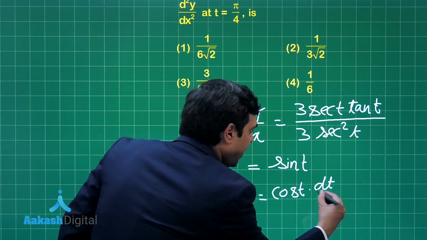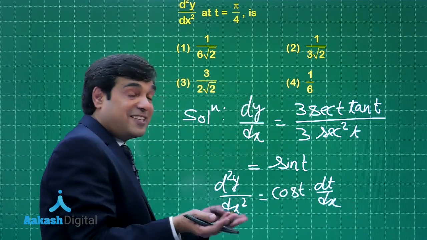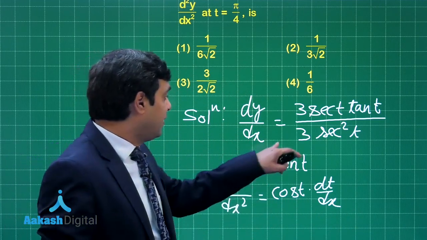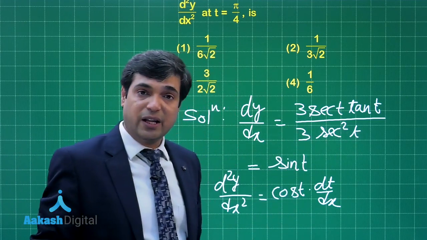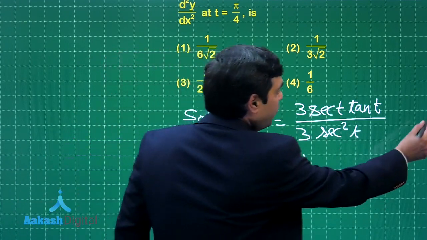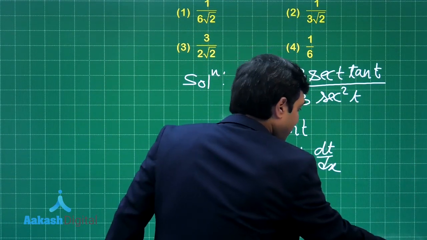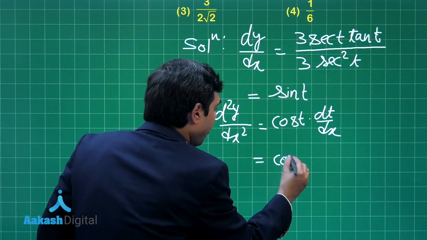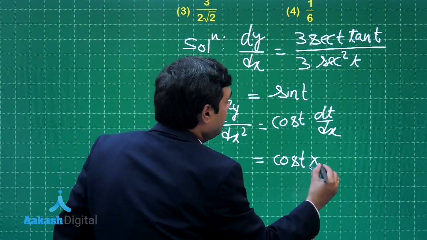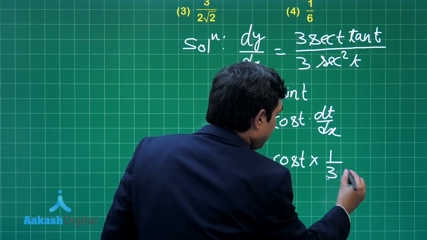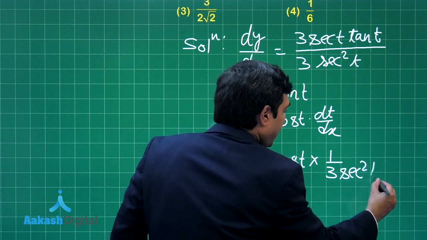multiplied with dt by dx. That is the reciprocal of dx by dt. Dx by dt was 3 sec square t, so its reciprocal is required. So let's write down the reciprocal. This gives you cos t multiplied with 1 upon 3 sec square t.